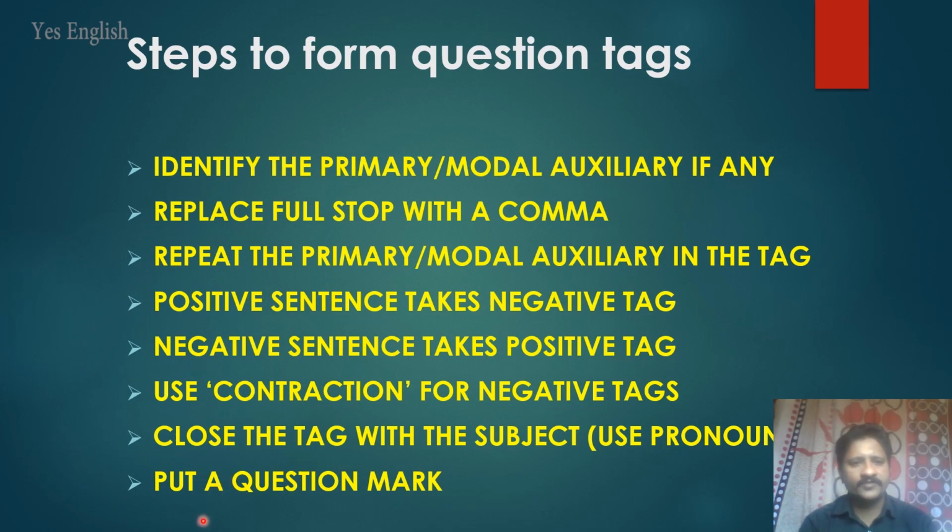Okay, now let's look at some of the steps to form the question tags. If you follow these steps, you will be able to make correct question tags. Number one is identify the primary or modal auxiliary if there is any in the sentence. Replace full stop with a comma. Repeat the primary or modal auxiliary in the tag. Positive sentence takes negative tags. Negative sentences take positive tags. Use contractions for negative tags.